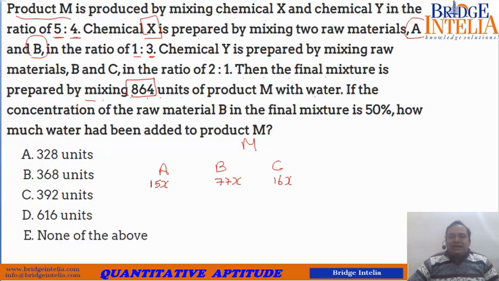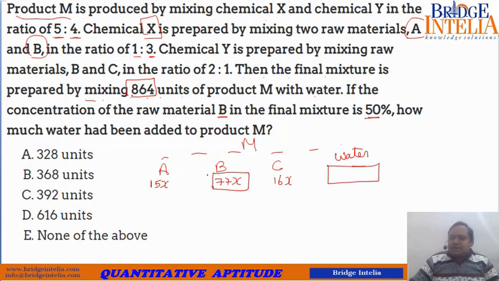So the final mixture is prepared by mixing 864 units of product with water. Now we are mixing some water in it. So we don't know how much water we are going to mix. But we know that the concentration of the raw material B in the final mixture is 50%. So we have mixed some water also, and we noticed that B is 50% of the final volume. So if B is 50% of the final volume, let this be the missing figure. So if B represents 50%, then A, C and water must represent the other 50%.